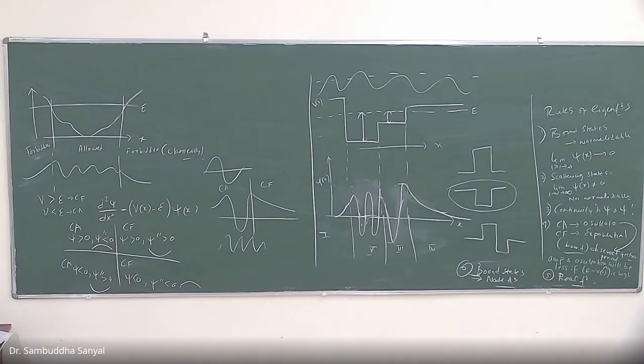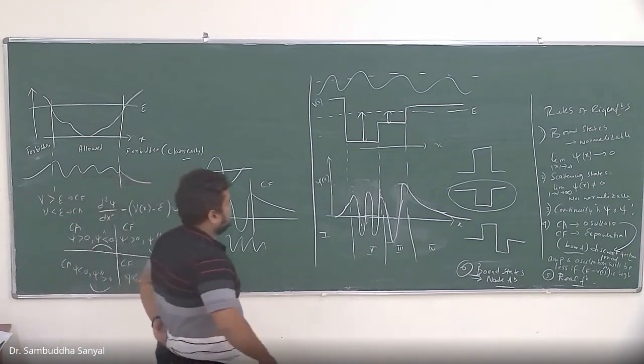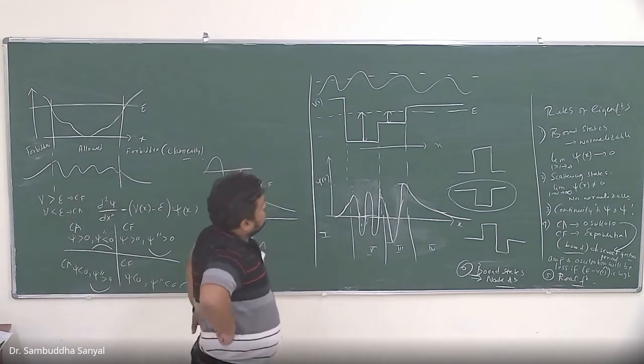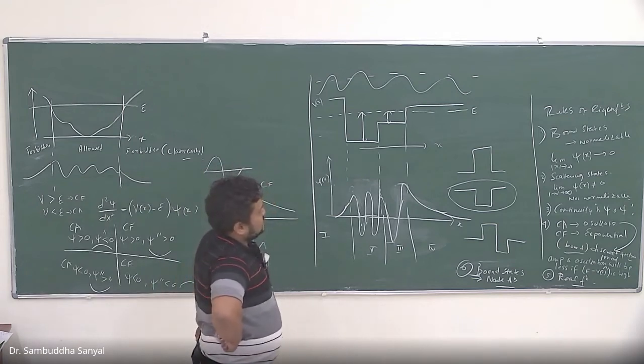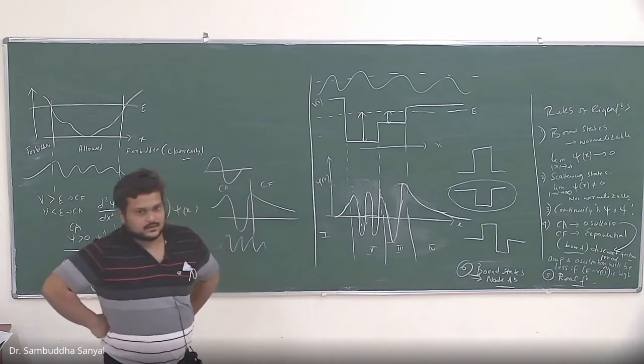Sorry? So kappa is the wave vector. Wave vector means 1 by wavelength. Wavelength is longer, right? It's less, right? I mean, look at here. Okay, let's say, it's a period.